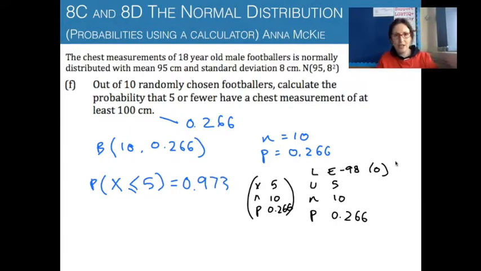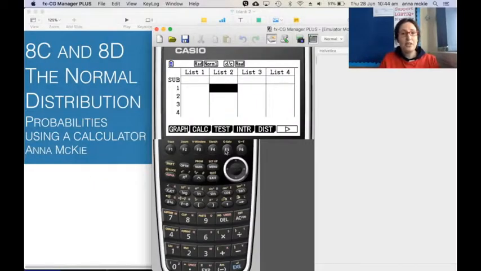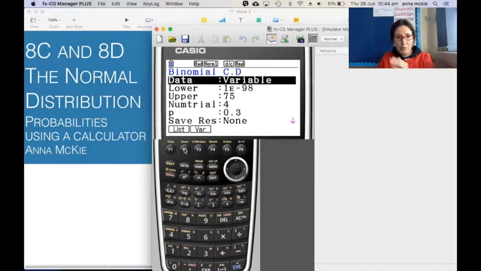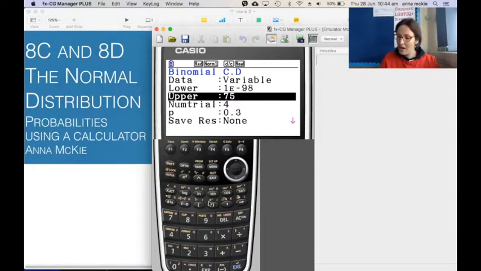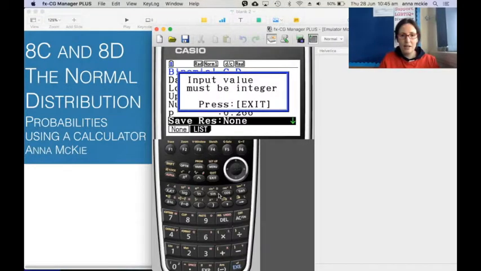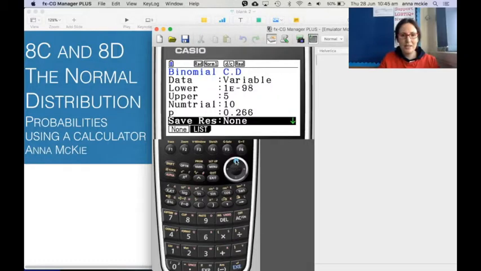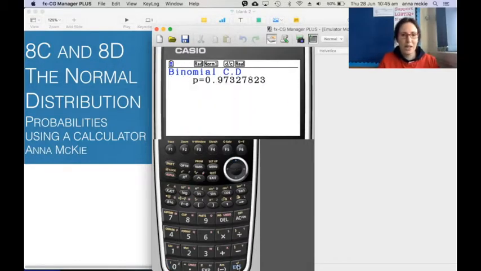Let's just go check this on our calculators. This time round we're using a distribution that's binomial, and it is BCD. We're cumulating up. Our lower is negative 98. Our upper was 5. Number of trials was 10, and the probability is 0.266. And aha, it says input value must be an integer. I'm guessing that's for my lower bound. There we are. So I actually had to put in 0 that time around. So 0.973 is what we said.